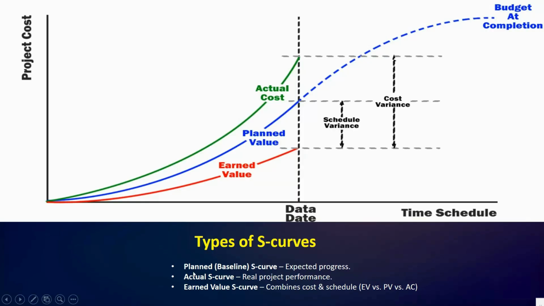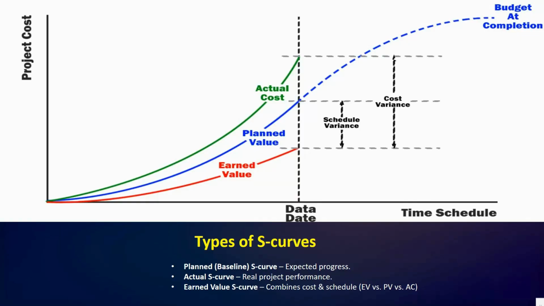Okay, so let's discuss first PV, the planned baseline S curve. The planned baseline curve represents the expected project progress as per the original schedule or baseline plan. So it is the target against which all actual performance is measured.